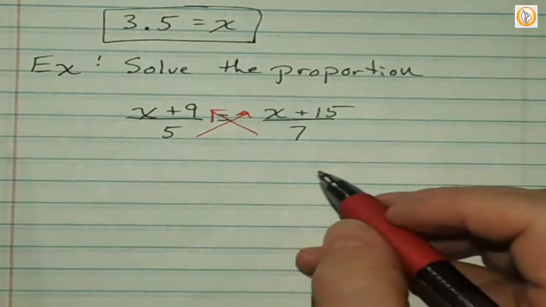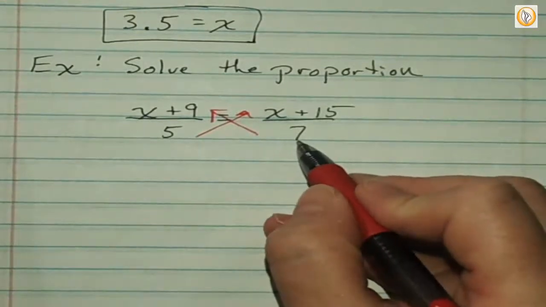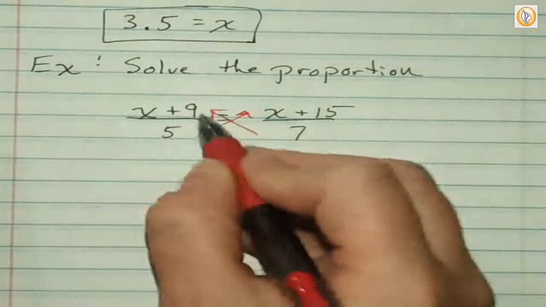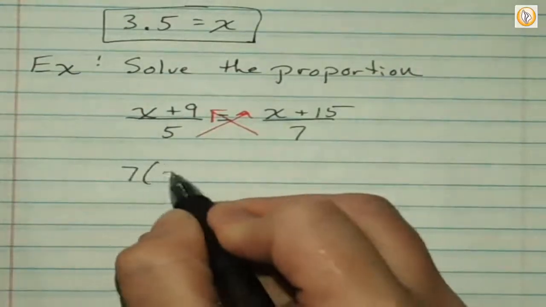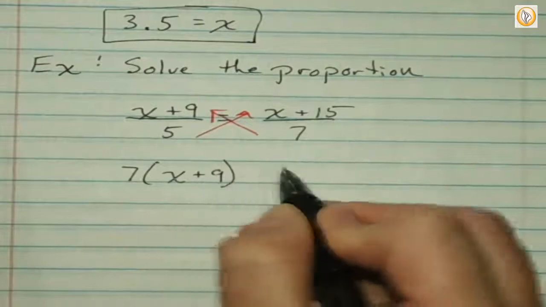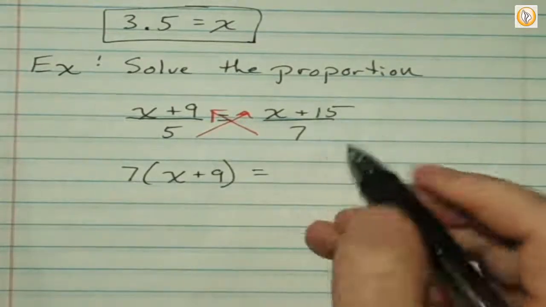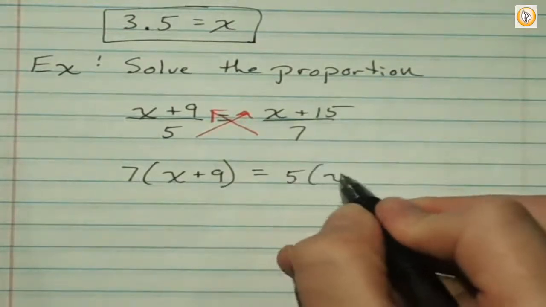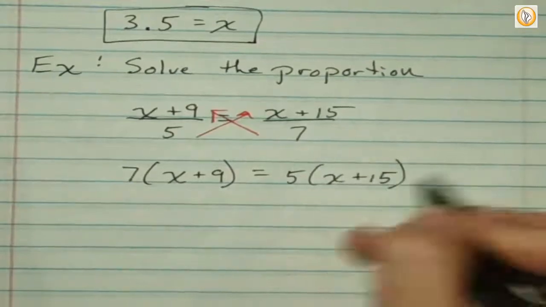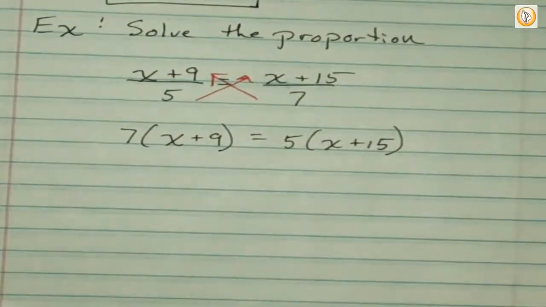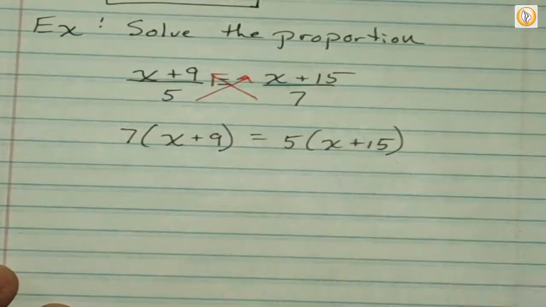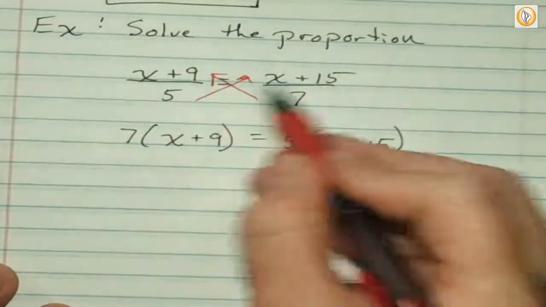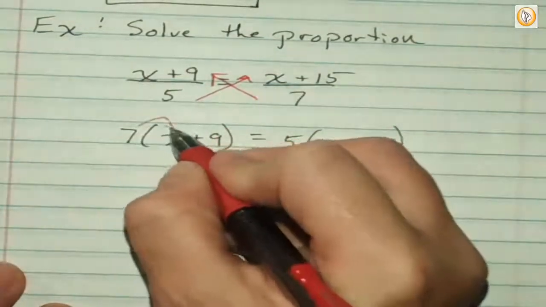Now look here, guys. You're doing 7 times this whole thing on top. So that's 7 times x plus 9. And then 5 times that whole thing on top. This is where my students get confused. You're multiplying that 7 by everything up here, so that's called distributive, and you're multiplying the 5 by everything, and that's distributive.